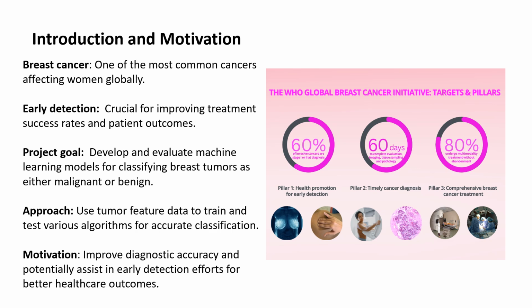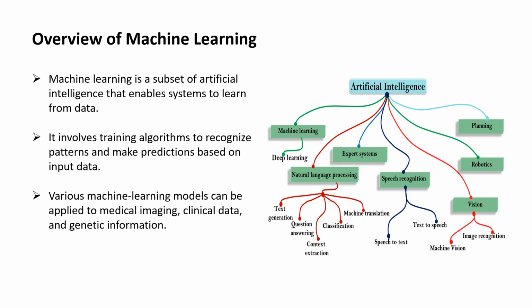In the next slide, overview of machine learning. Let's talk briefly about machine learning and why it's a powerful tool in medical diagnosis. Machine learning is a subset of artificial intelligence that enables systems to learn from data without being explicitly programmed. It uses algorithms to analyze data, find patterns, and make decisions. In our case, machine learning helps in breast cancer detection by analyzing data from tumor features. These features could include the size of the tumor, its texture and its pattern.